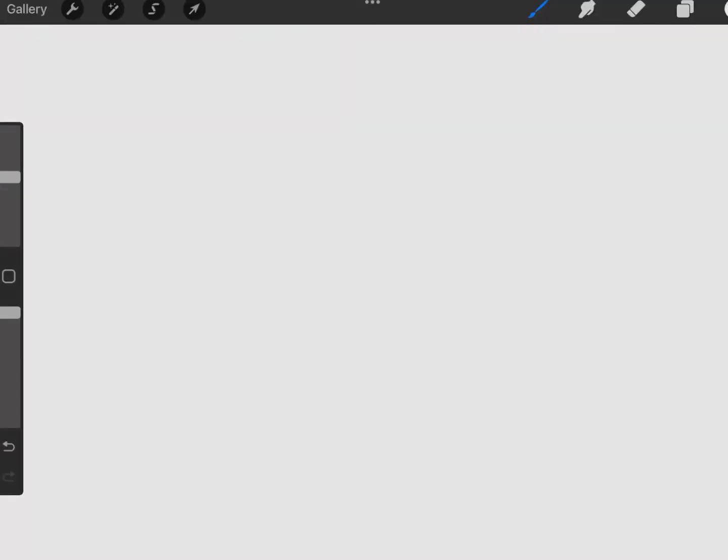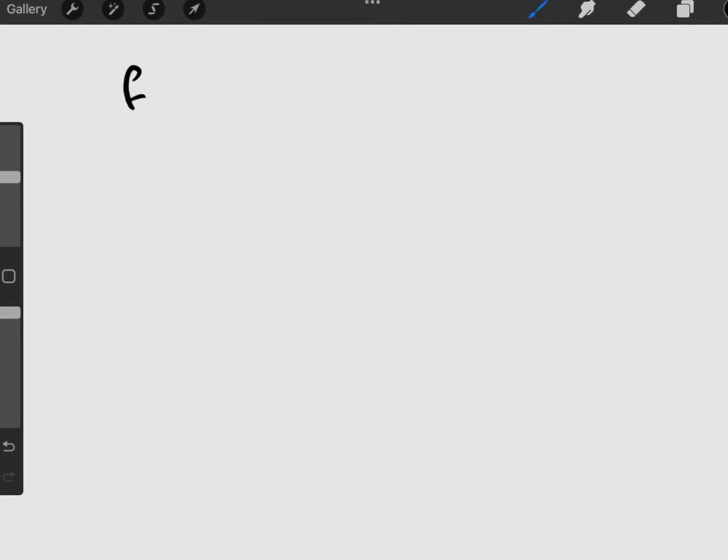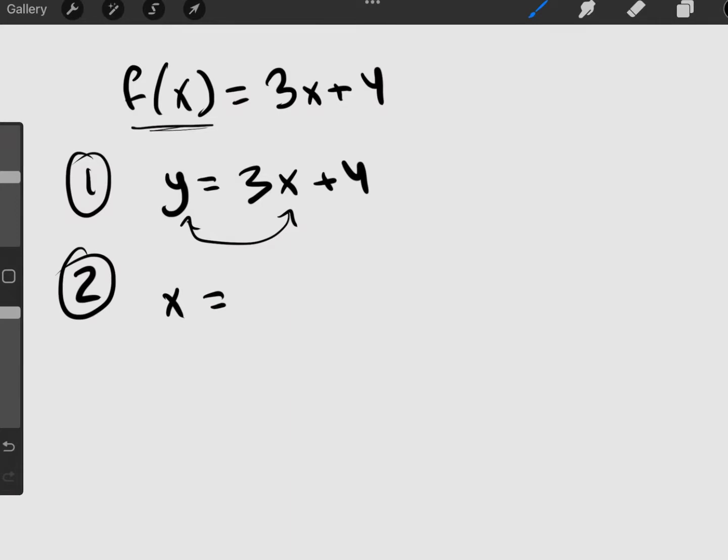In this video, I'll go over an overview of inverse functions. For this first function, we have f of x equals 3x plus 4. To turn this function into an inverse function, we have to turn the f of x into a y value. To do that, we have y equals 3x plus 4. Now for the second step, we have to switch out y with the x. This gives us x equals 3y plus 4.